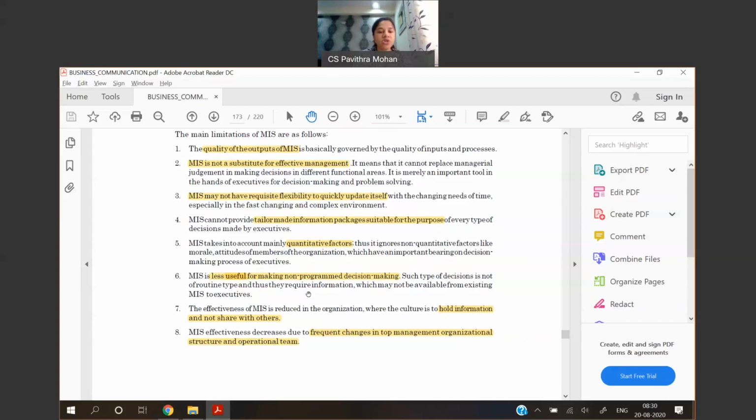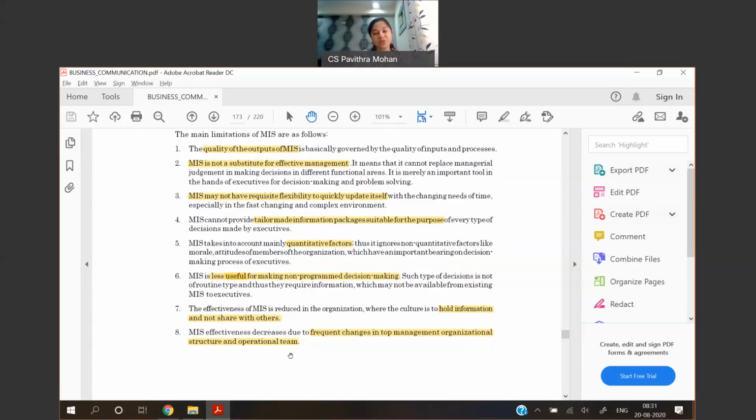Then it may hold information and not share it with others. Most of the time organizations will not provide access to everybody. I told you, lower level management will not have access to top level management information. So all these things will be taken into consideration, and based on that, information will be shared. It will not be given to everybody in the organization. Frequent changes in top level management will affect the structure and operational team in which MIS functions.